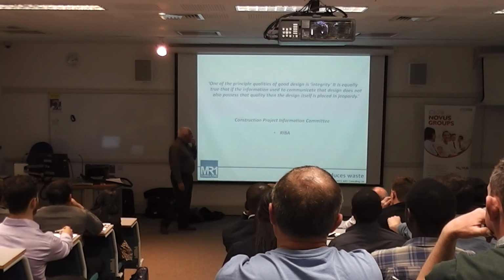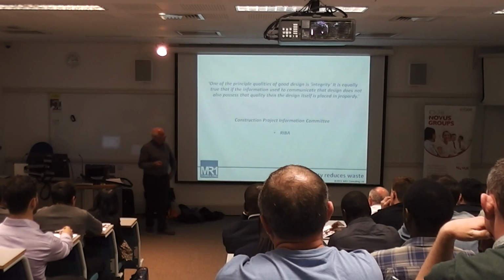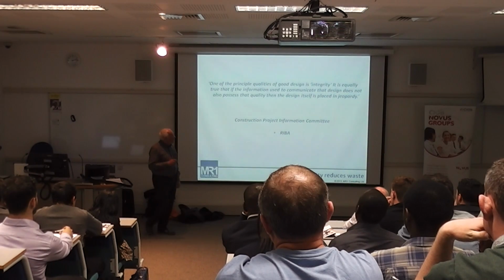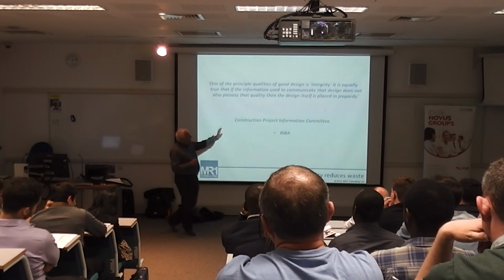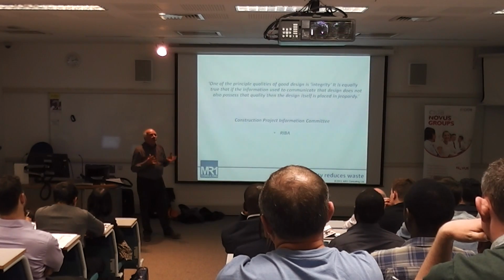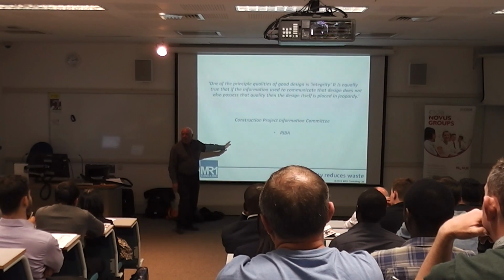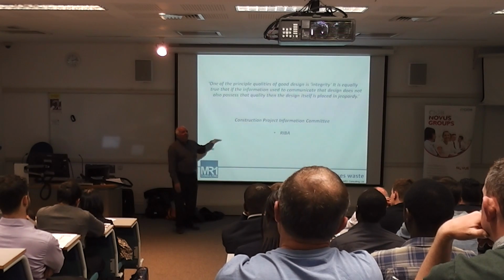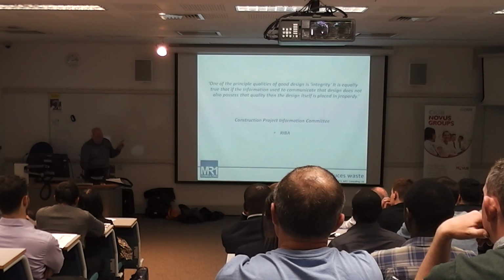One of the things that came out of this when it was floated by the CPIC is that one of the principal qualities of good design is integrity. It is equally true that if the information used to communicate that design does not also possess that quality, then the design itself is placed in jeopardy. And that has a massive impact. It means, possibly, not only can't we construct it first time, but the building, once we put it together, and it's there, will not perform in the way that the original brief suggested. So the project that we deliver may not meet the requirements of the original brief. Important to this, and I will come back to it, is government soft landings that has now been put into place.